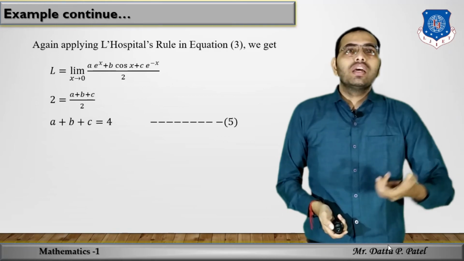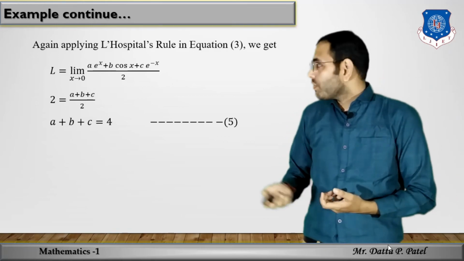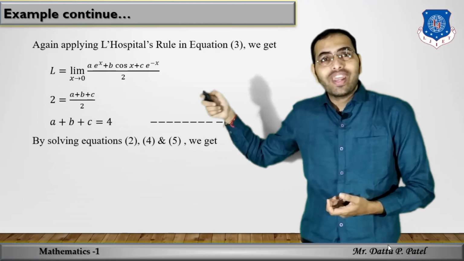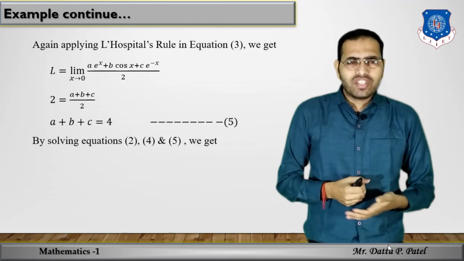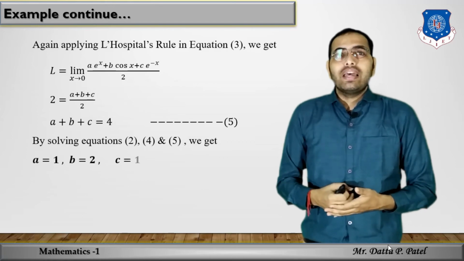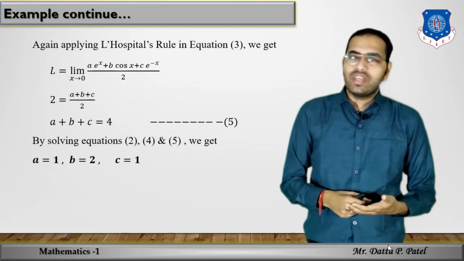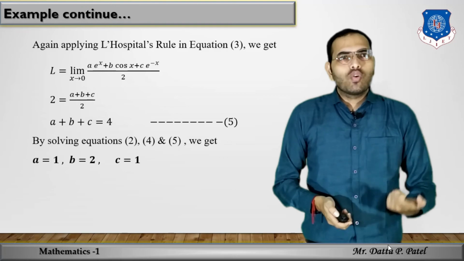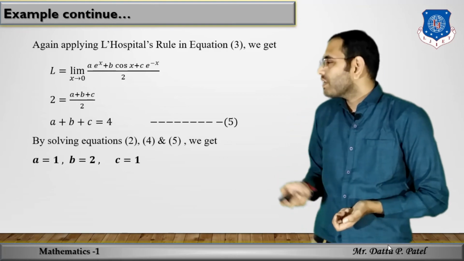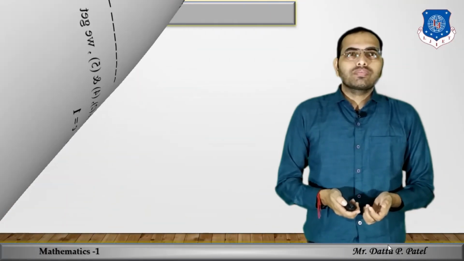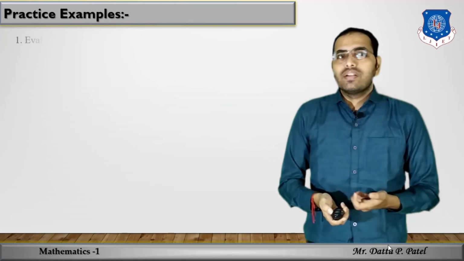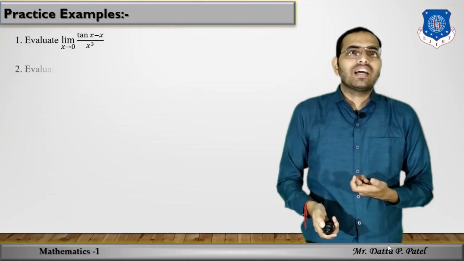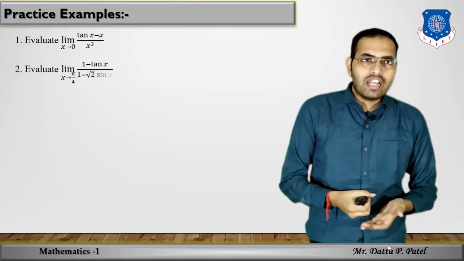Now we solve these equations, equation number 2, equation number 4 and 5, with the help of Cramer's method or the elimination method as you like, and find the values of a, b, c. It becomes a equal to 1, b equal to 2 and c equal to 1. Here let's see a few examples. This is your practice example. Try it yourself.